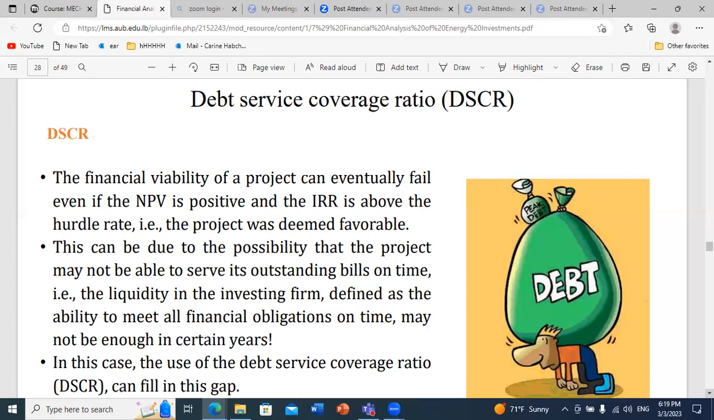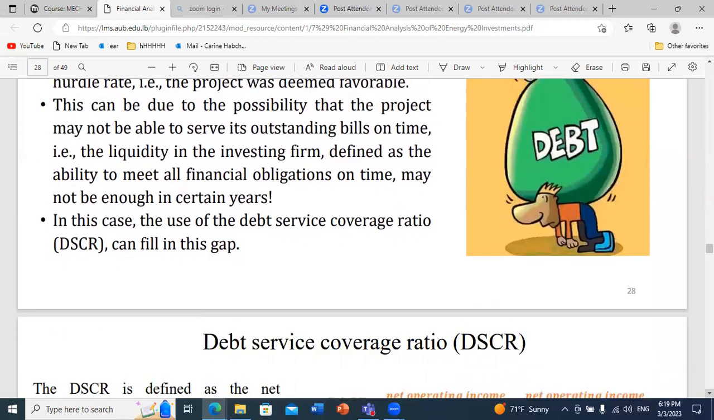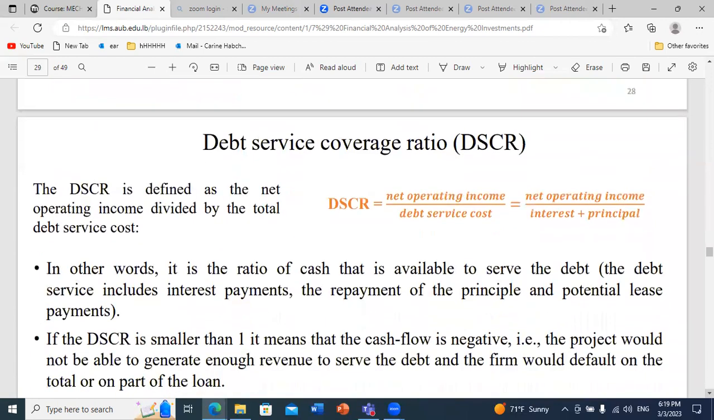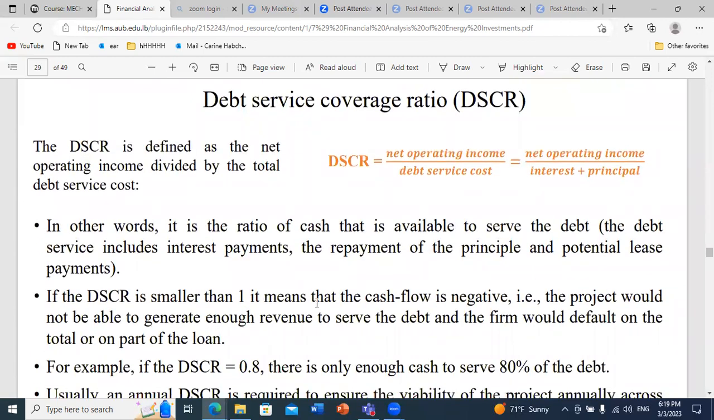So that's why we should make sure, with a factor that is called the debt service coverage ratio, that will help us to decide if we are able to pay the debt on time or not. In this case, the use of the debt service coverage ratio can fill in this gap. How to define the debt service coverage ratio? The DSCR is defined as the net operating income divided by the total debt service cost.